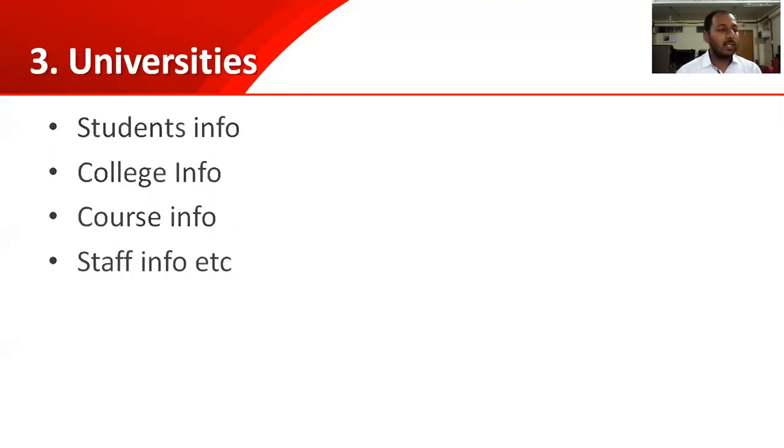Next is universities. We have universities like Pune University or MIT, or there are so many universities which are keeping the information of students, information of different colleges which are there in the university, information about different courses available, the information of staff which is present in that particular university. Now you can imagine how university will work if university is now not having the college information. So each and every information is very much critical for the universities as well.